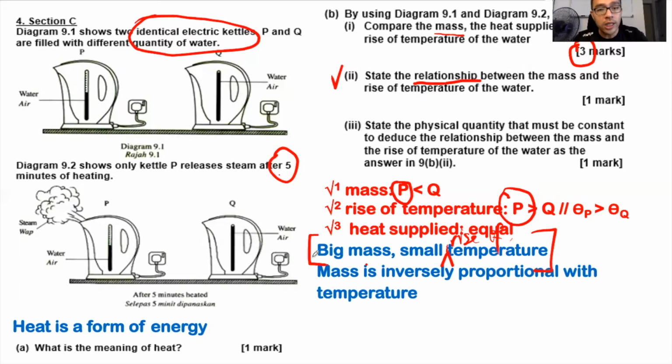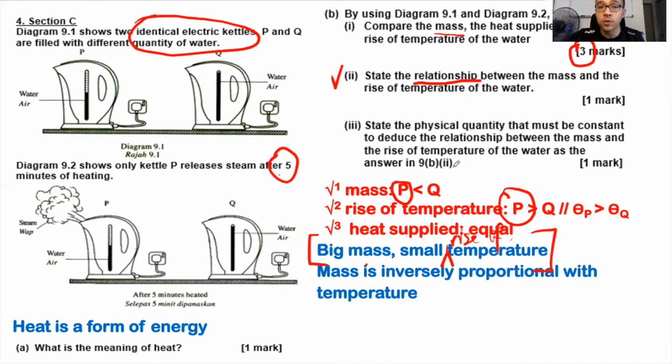Now when you write the relationship, stop for a moment and think, does this make sense or not? Don't just write because you know that the answer is the bigger the smaller the, but make sure that it makes sense. Is it true? The bigger the mass of the water, the smaller the rise in temperature. The temperature gets higher slower. It's definitely true. Number 3, state the physical quantity that must be constant to deduce the relationship between mass and the rise of the temperature of the water.